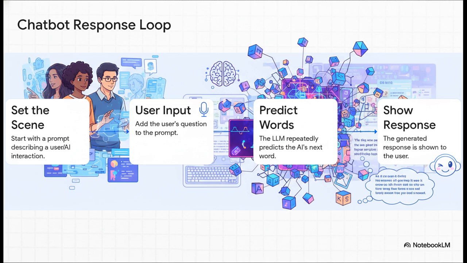Now the magic happens in step 3. The LLM predicts the first word of the answer, then feeds that back in to predict the second word and the third, over and over and over again. Finally, once it predicts a natural stopping point, the whole response is shown to you in step 4. And this entire cycle happens in literally the blink of an eye.